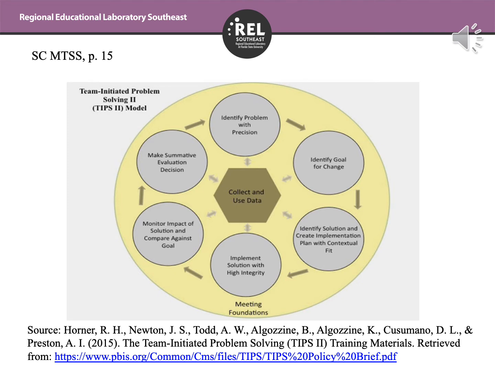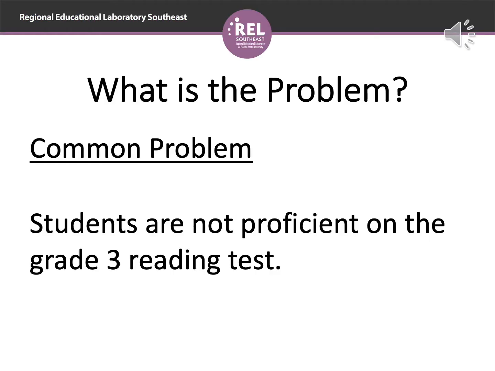Multi-tiered systems of support often use Rob Horner's team-initiated problem-solving model, the TIPS model. And in fact, in South Carolina, this model is used, and there's an appendix spelling out the TIPS 2 document. So it starts with problem solving, then it works around to the right to identify the problems and use data and monitor results. So this should be a very familiar problem-solving cycle for you.